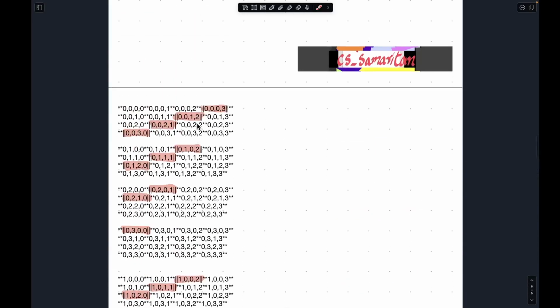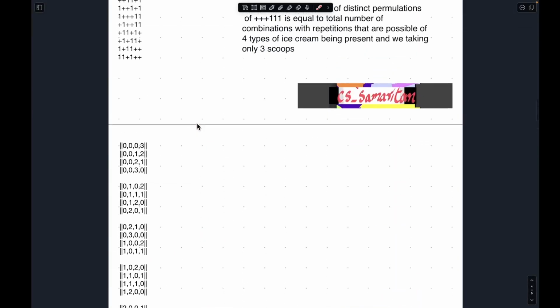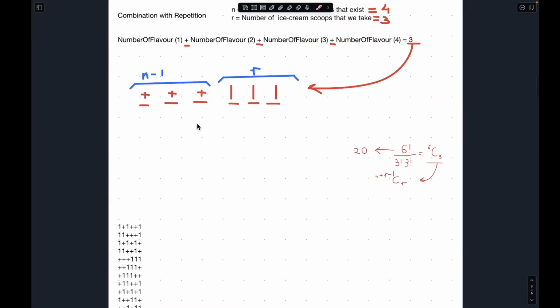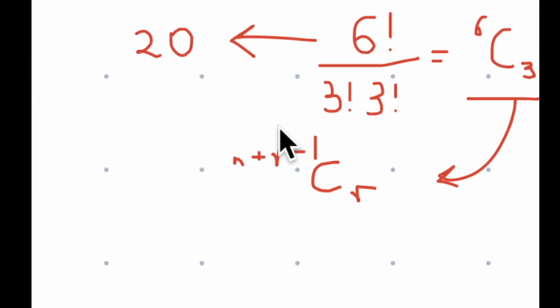Now once I have told you all this, let's try to attack the actual formula that you must have heard many times, that is used in this case: combination with repetition. I'm going to give you a very good understanding of that. Let's come over here, right? So this is the formula. More concretely, this is the formula, right?